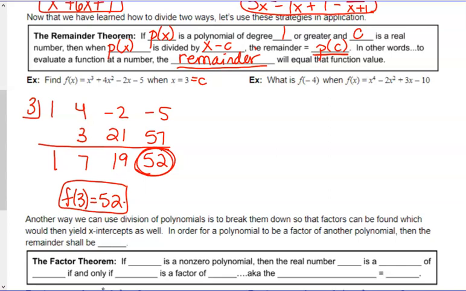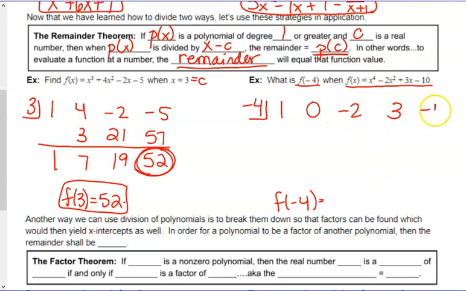Okay? All right, let's try another one. Here we're finding f of negative 4. So what is f of negative 4 when I have this function? Again, instead of plugging negative 4 in, let's do some synthetic division. This time, I have a power of 4, so I better have 5 numbers. It's always one more than the highest power. Here's the power of 4, whose coefficient is an invisible 1. I do not have an x cubed, so I better throw in a placeholder 0. Then I have a negative 2 for my squared, 3 for my power of 1, and negative 10 for my constant.